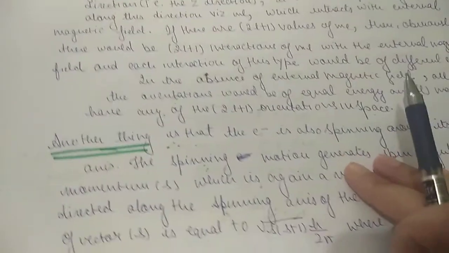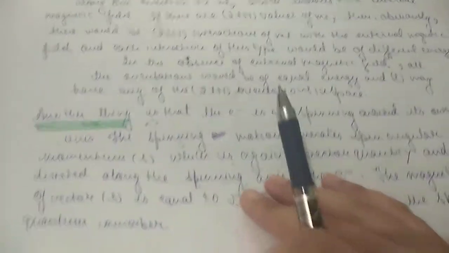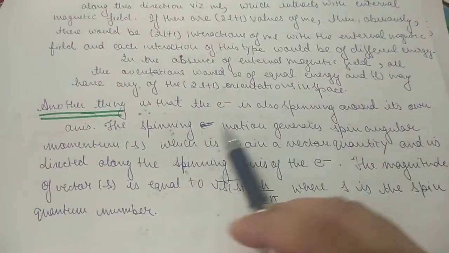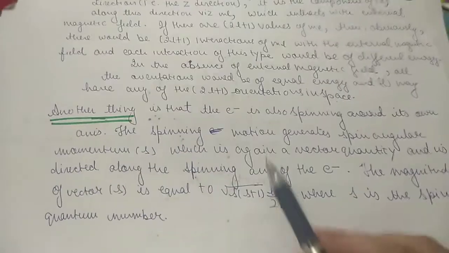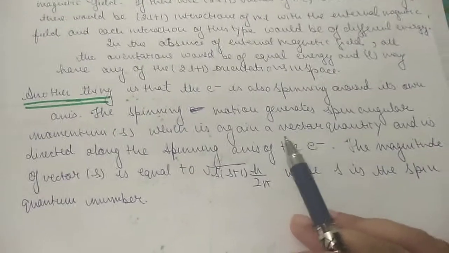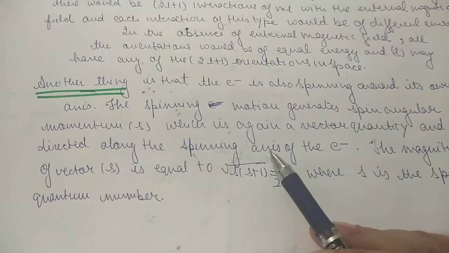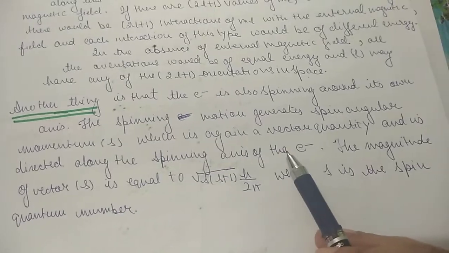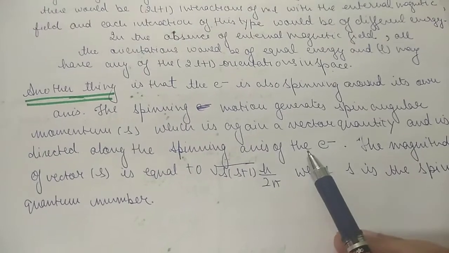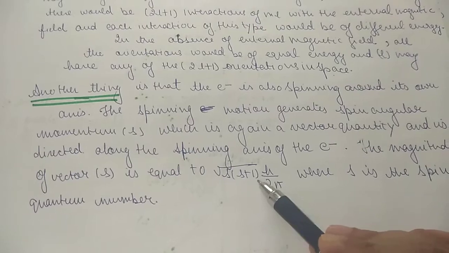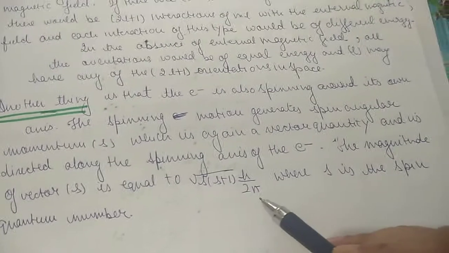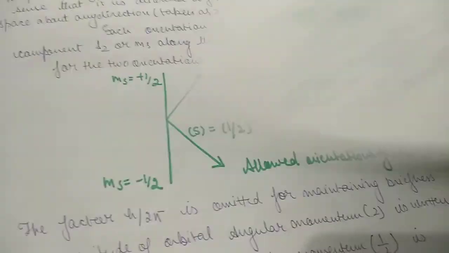So as a result of this, another thing is that the electron is also spinning around its own axis. The spinning motion generates spin angular momentum S, which is again a vector quantity and is directed along the spinning axis of the electron. I have shown you that just now. The magnitude of vector S is equal to under root S into S plus 1 h upon 2 pi, where S is the spin quantum number.